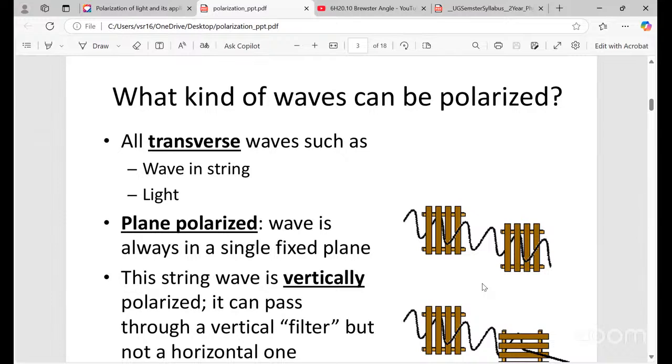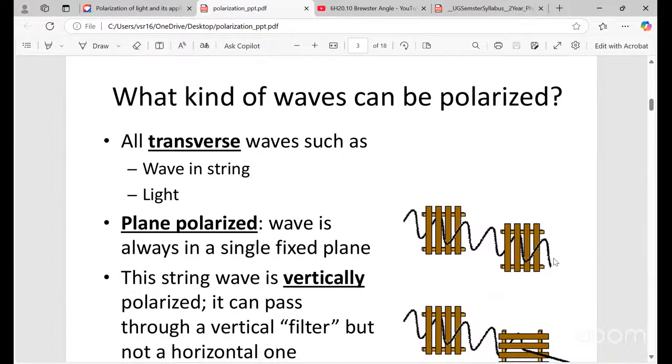The other one is all the light waves, which are transverse in nature. Light waves. Okay. So here, a plane polarized wave. If you consider X, Y, Z, so XY is one plane, YZ is another plane, and XZ is another plane. Whatever it may be, the wave is always in a single fixed plane. Always in a single fixed plane. That is called plane polarized light.